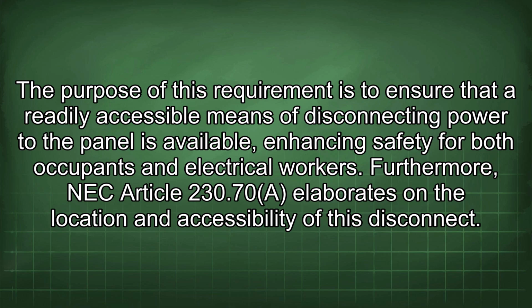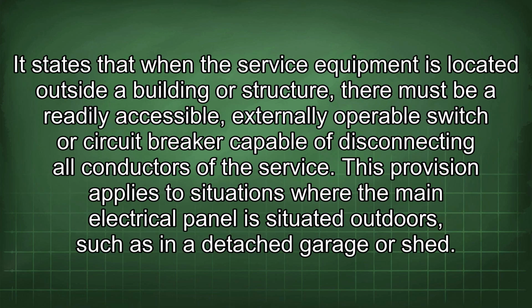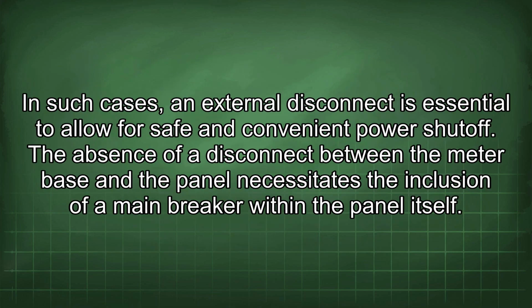Furthermore, NEC Article 230.70 elaborates on the location and accessibility of this disconnect. It states that when the service equipment is located outside a building or structure, there must be a readily accessible, externally operable switch or circuit breaker capable of disconnecting all conductors of the service. This provision applies to situations where the main electrical panel is situated outdoors, such as in a detached garage or shed. In such cases, an external disconnect is essential to allow for safe and convenient power shutoff.